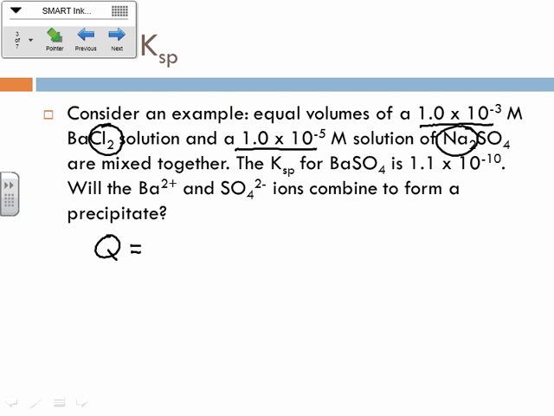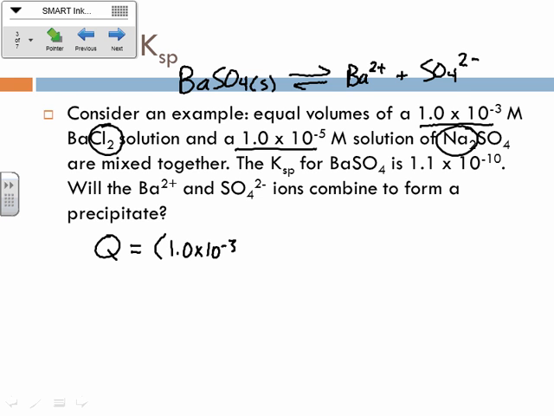So we have to think about our equilibrium expression for this one. BaSO4 is in equilibrium with Ba2+ and SO4 2-. This one's not too bad. This is all one-to-one stoichiometry, so when we write the KSP for this, it's just the concentration of barium times the concentration of sulfate, which is 1.0 times 10 to the negative third times the sulfate, 1.0 times 10 to the negative fifth. When we multiply those two together, we shouldn't have to use a calculator for this one: 1.0 times 10 to the negative eighth. That's our Q.